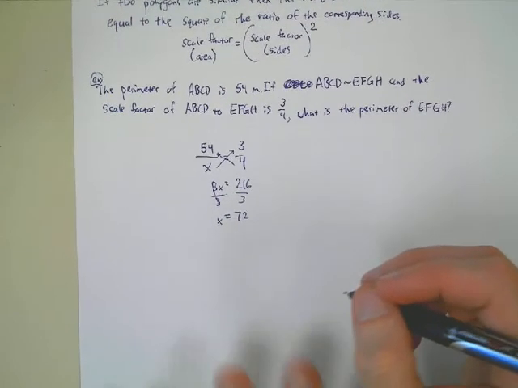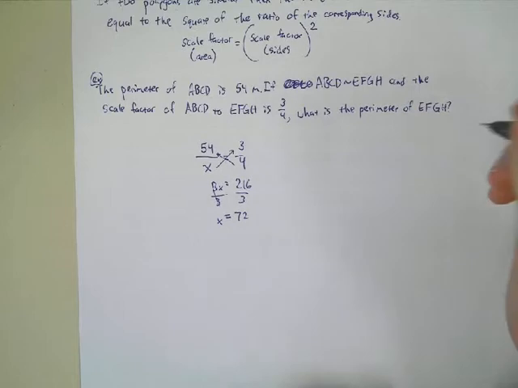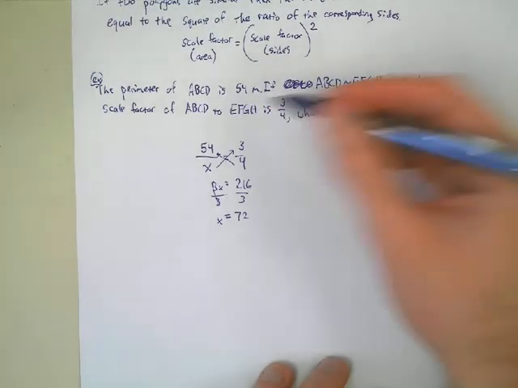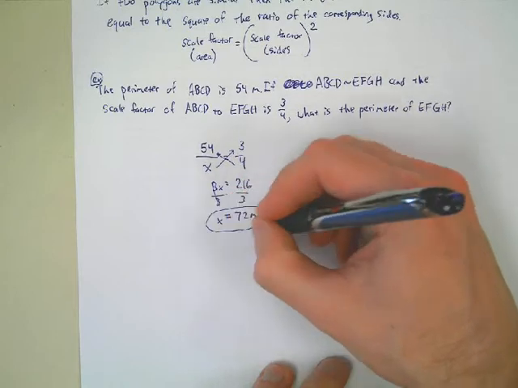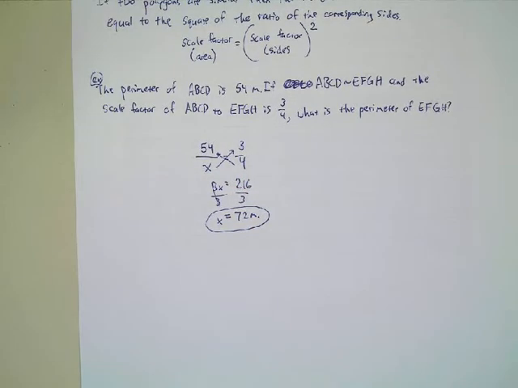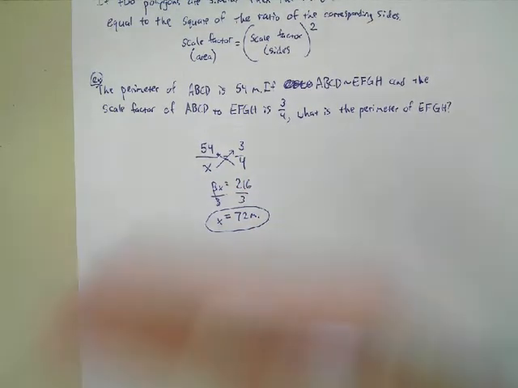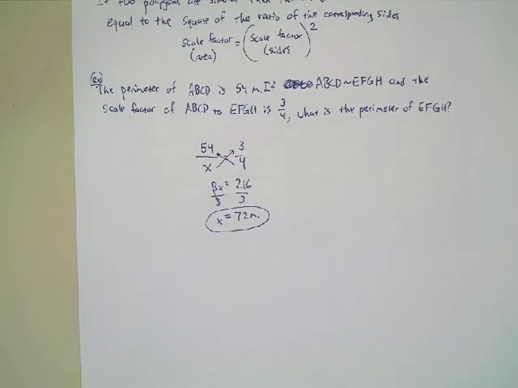Okay, so 72 is what we would then expect the EFGH shape's perimeter to be, 72 meters, I should say. We would expect its perimeter to be that, just by setting up that ratio there. All right, questions on that? All right, let's try another one here.